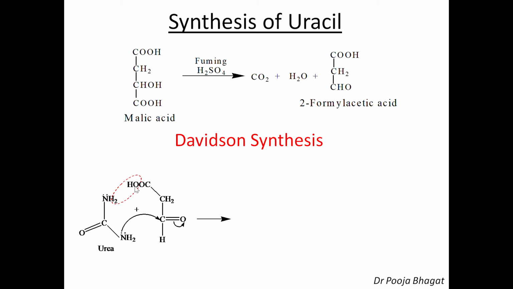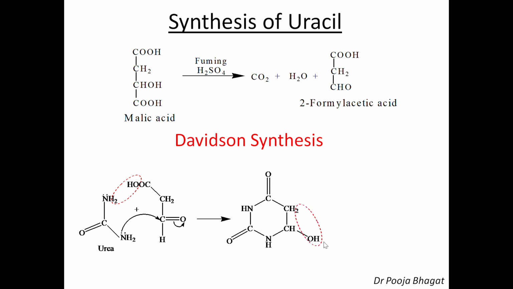H from here, OH from here goes out as a water molecule. So here is the water molecule, and now there is a bond between the two. Here there is a bond between the two, and this single bond with O negative. Here there is a positive charge, so there is a loss of proton from here, and here oxygen has a negative charge, so you'll get OH.